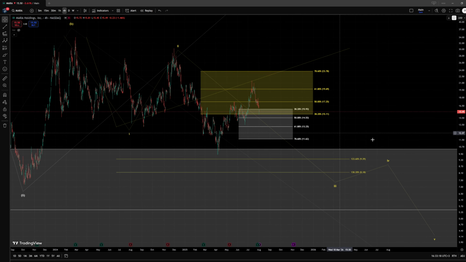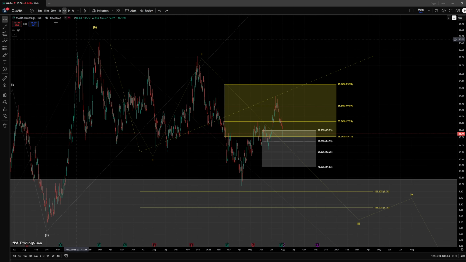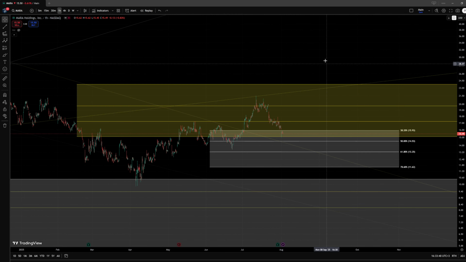but for now we can track the white scenario where we either completed a wave 1 up and then have the wave 2 down, or maybe even a larger A, B, C, or even a 1 2 1 2, but this 1 2 1 2 setup would be invalidated with a break below this low at around $13.50. But at the moment these are the levels, this is the trade setup.